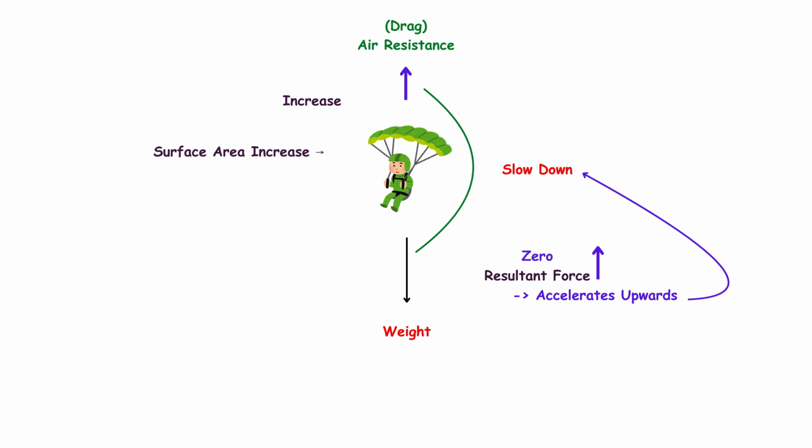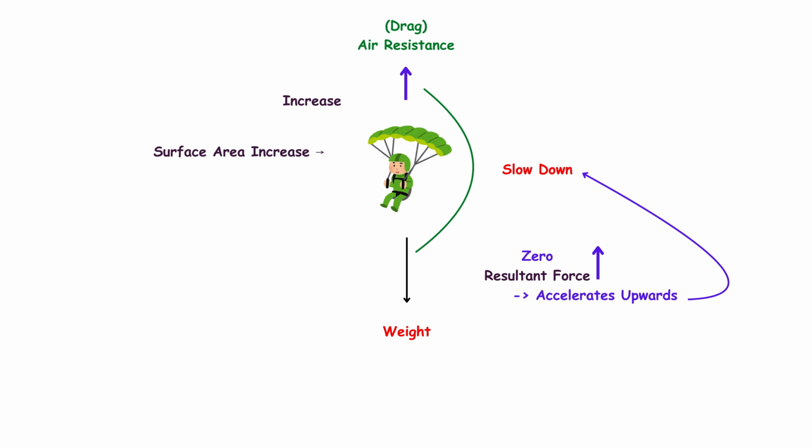Now let's imagine the person opens their parachute. Suddenly, their surface area increases dramatically, and so does the air resistance. This causes the resultant force to reverse direction and point upward, which means the person begins accelerating upwards. Or in simpler terms, they start decelerating and slow down in their downward motion.